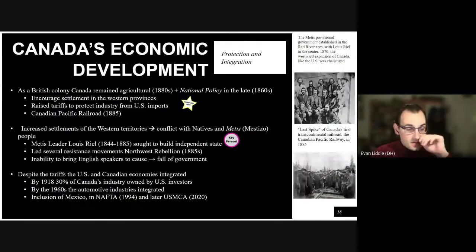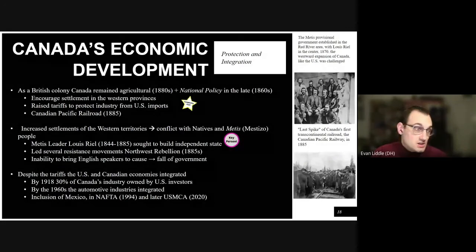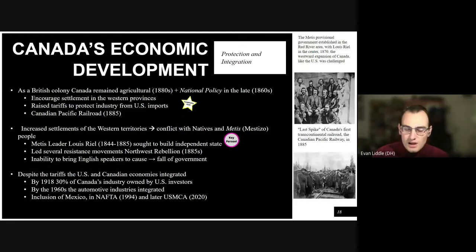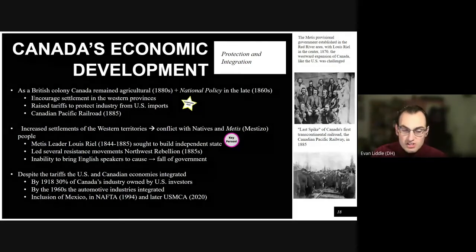So Canada continued to be a British colony, technically still is, even though it has its own local government. The Queen is still the Queen of Canada. They remained primarily agricultural, although there was a movement known as the National Policy, which was designed to industrialize Canada, and this meant preventing U.S. industry from burying Canada with industrial goods, encouraging settlement of the western provinces, and building a Canadian Pacific Railroad. In many ways, sort of mirroring what was going on in the United States.